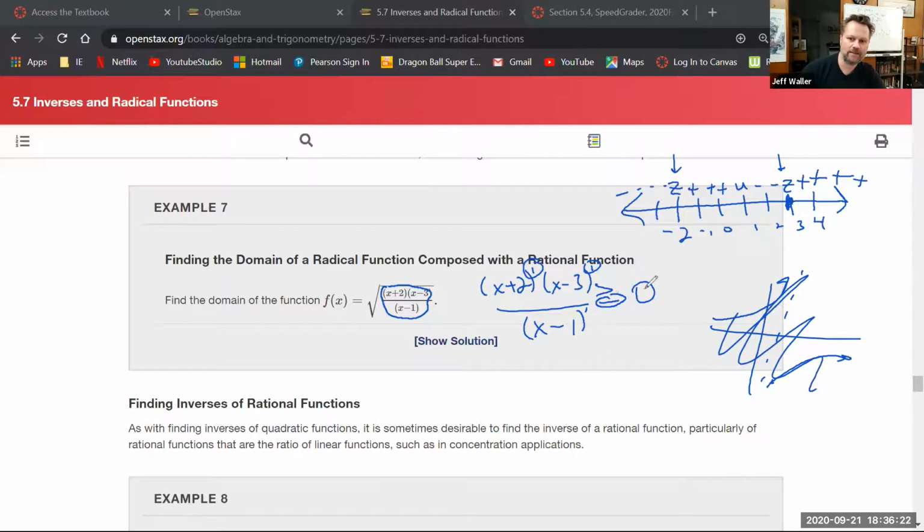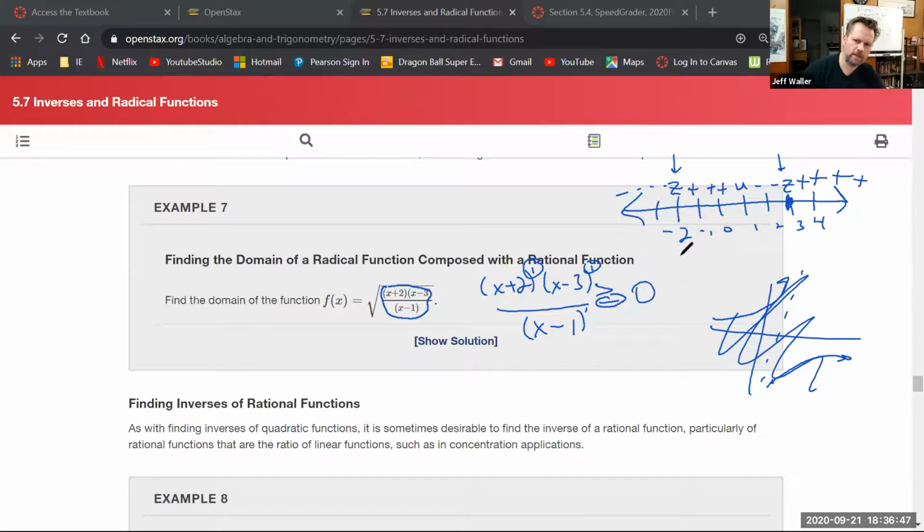Wherever this is positive or 0. So what's the answer? Where does it become positive or 0? What's happening? Nobody? On what region is this positive or 0?